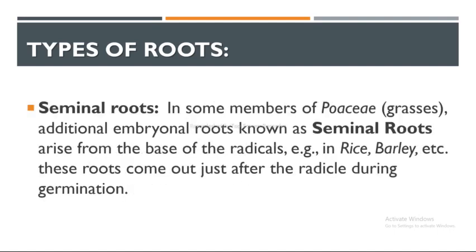The next type of root is known as seminal roots. In some members of Poaceae, which includes grasses, additional embryonal roots, which are known as seminal roots, arise from the base of the radicle. For example, you can see in rice, in barley, etc. These roots come out just after the radicle during germination.